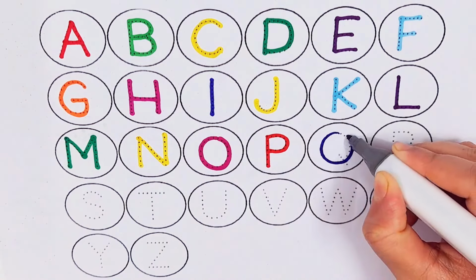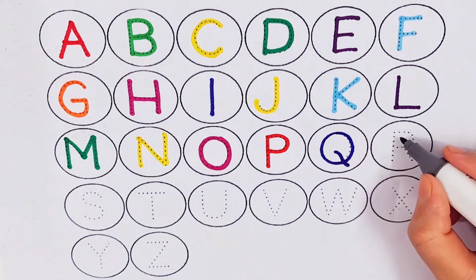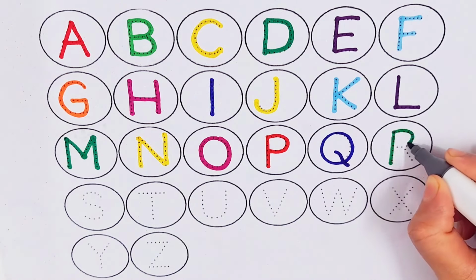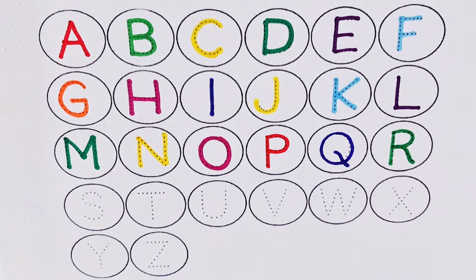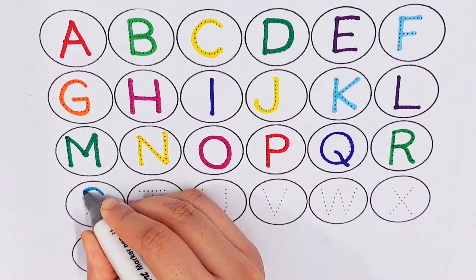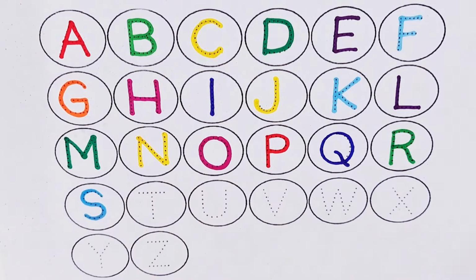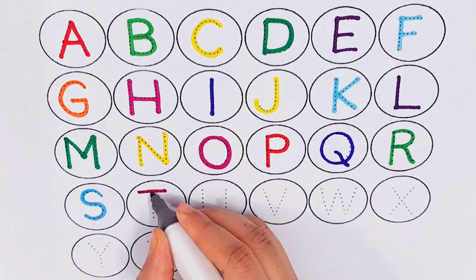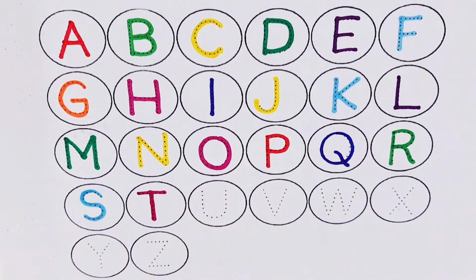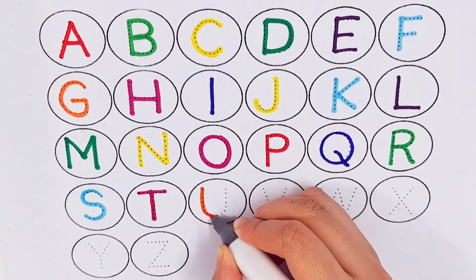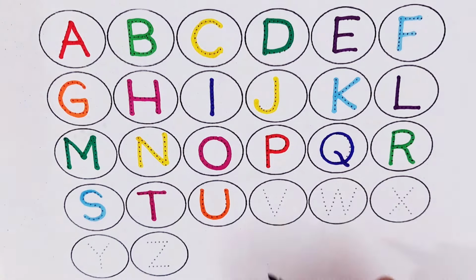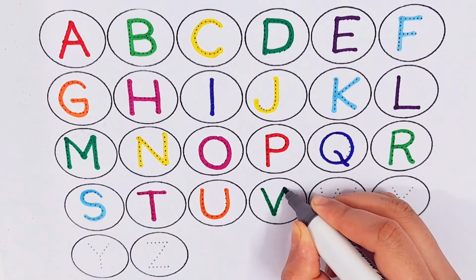Q. Q for queen. R. R for rose. S. S for star. T. T for tiger. U. U for university. V. V for van.